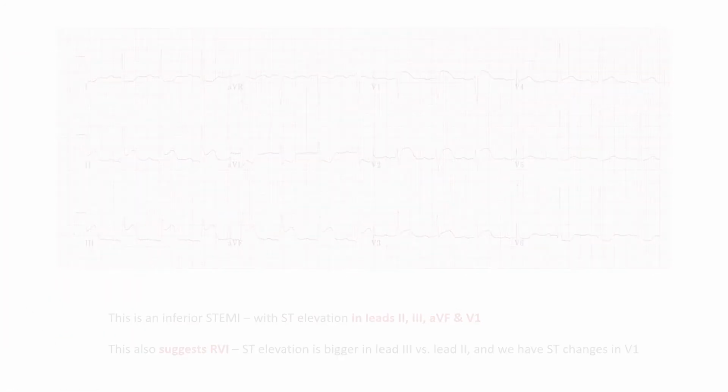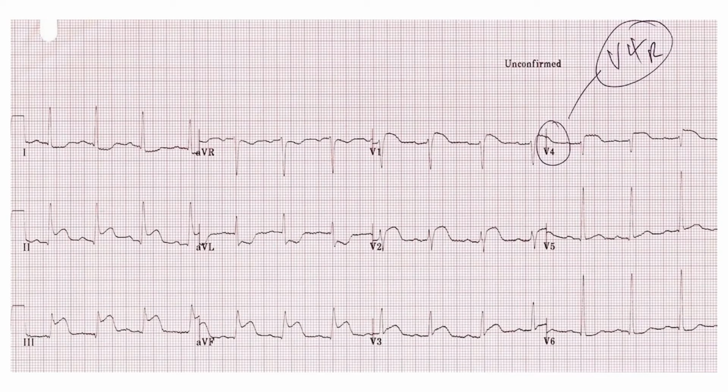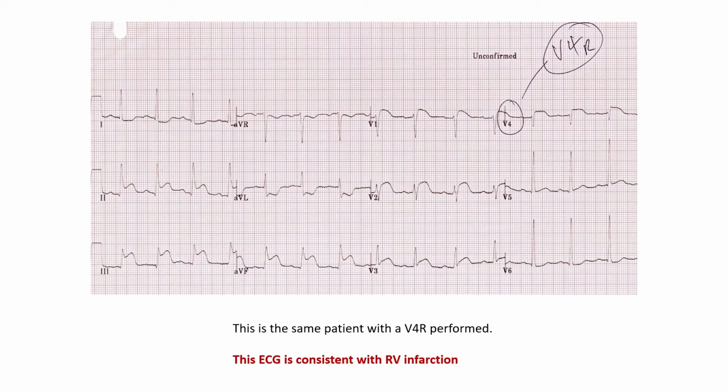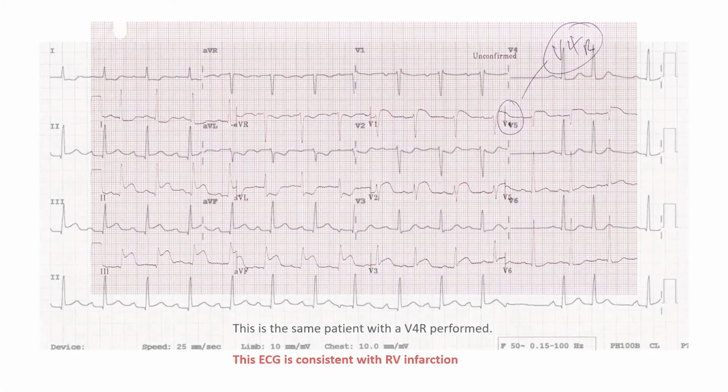Okay, so let's have a look at the V4R. This is the same patient with a V4R performed. This ECG is consistent with right ventricular infarction. As you can see, there's clear evidence of ST elevation in V4R. Let's look at another ECG example.